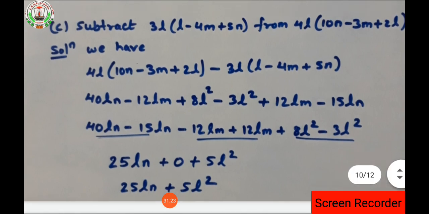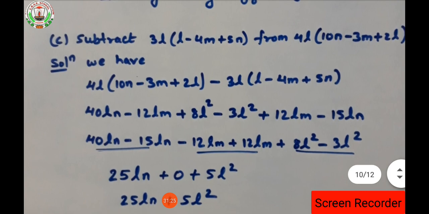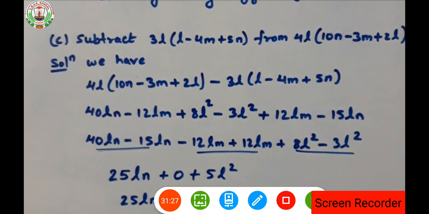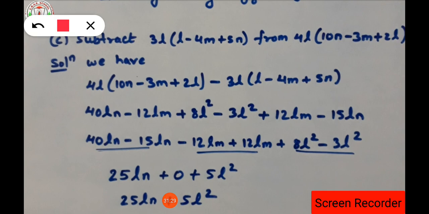Next step, what you have to do? You have to make the pairs of the like terms. So 40LN is here, then after LN, minus 15 is there, writing together. Since we are making the pair, that means we will write together. Then minus 12LM, minus 12LM is there.